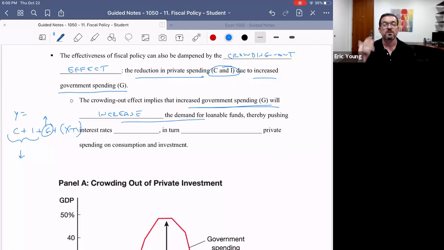Well, you know from the loanable funds market that any increase in the demand for money is going to push interest rates up. And the theory holds that once interest rates go up, we're going to see decreasing private spending on consumption. So again, the chain of events would say government spending goes up, so the government has to borrow more money, the demand for loanable funds goes up, therefore the interest rate goes up. The interest rate going up is a counter incentive, and that will therefore decrease or lead to reducing C and I.